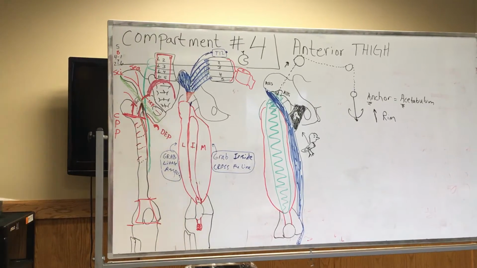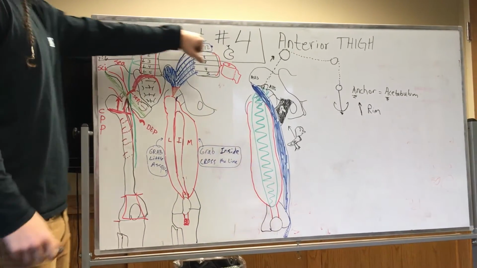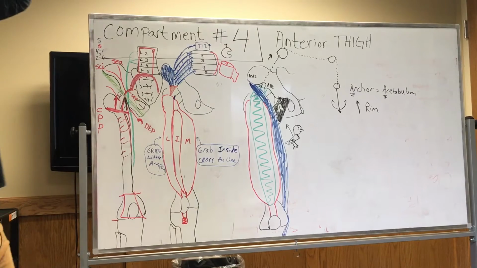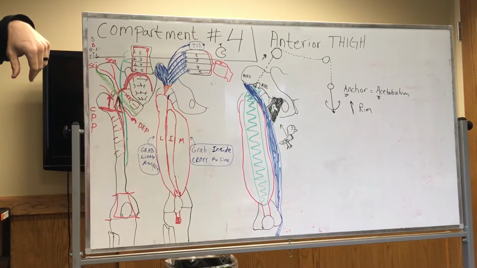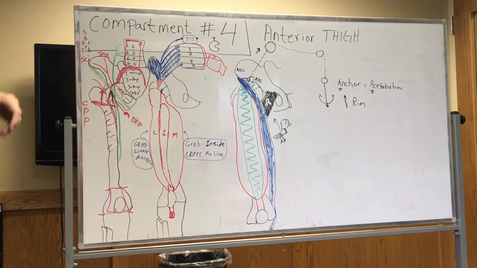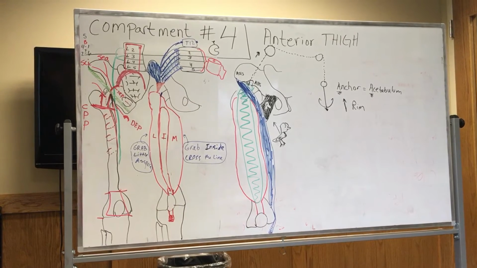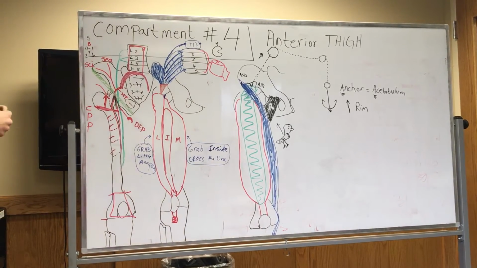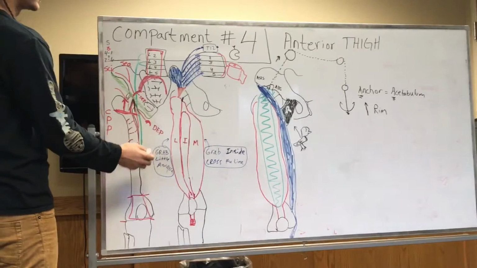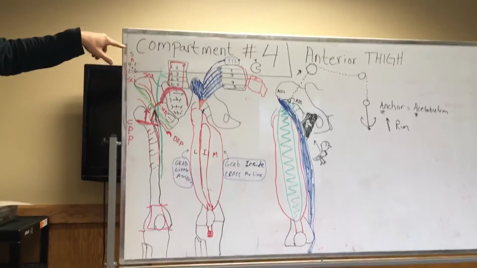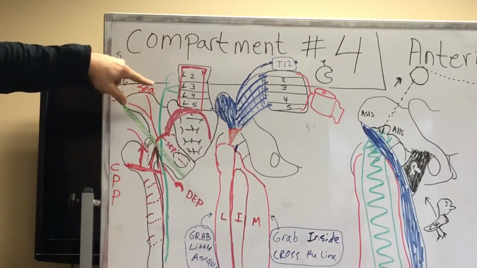This is going to be the anterior thigh. Again, even numbered compartments are going to be anterior views, and we're on the upper leg now. The innervation for compartment number 4 is super simple. It's just going to be our femoral nerve, which comes from which three lumbars? L2, L3, L4. Awesome.